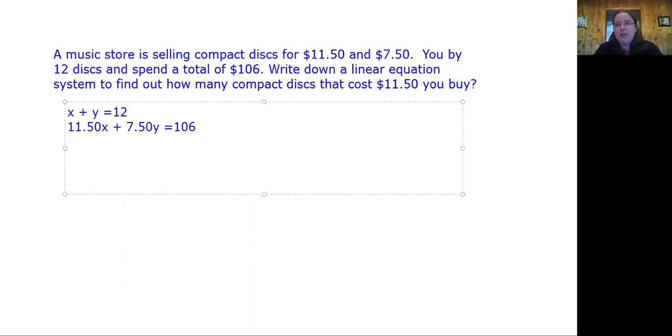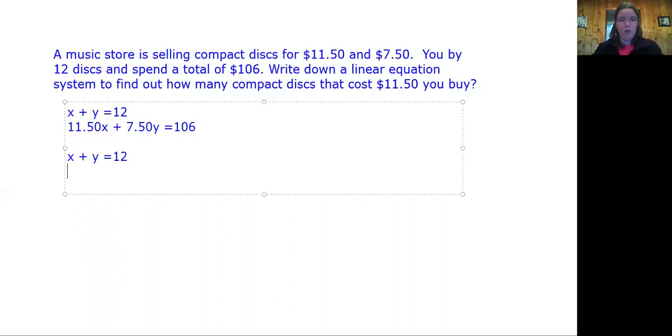The next step is to take out one of the equations and solve for a variable. So what we're going to do is take our X plus Y equals 12, and solve for the variable that would make the most sense. And so we're going to solve for Y. Now the reason that we're solving for Y is because we want to know how many CDs were sold for the 11.5 cost. And so if we solve for Y, our expression will be in terms of X.